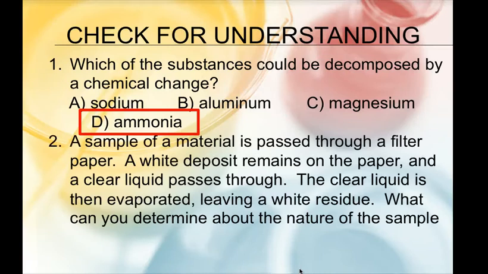A sample of a material is passed through a filter paper. A white deposit remains on the paper, and a clear liquid passes through. The clear liquid is then evaporated, leaving a white residue. What can you determine about the nature of the sample? Well, this is similar to what we did in the lab. It's definitely a heterogeneous mixture, because heterogeneous mixtures are separated using filtration, so we know that's the case.